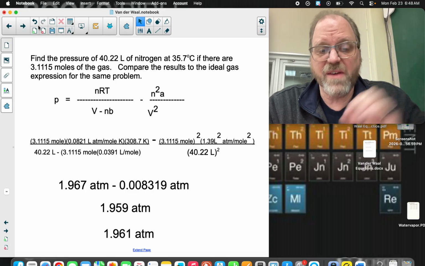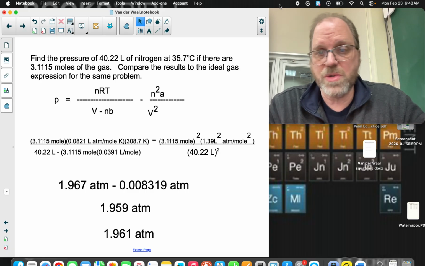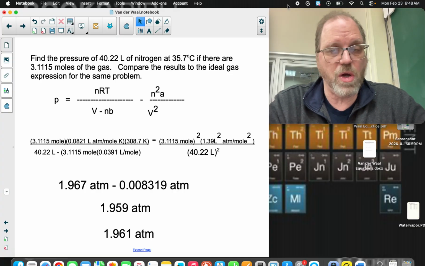You see there's a slight deviation, the interaction between molecules, collisions, reflections, all those kinds of things.